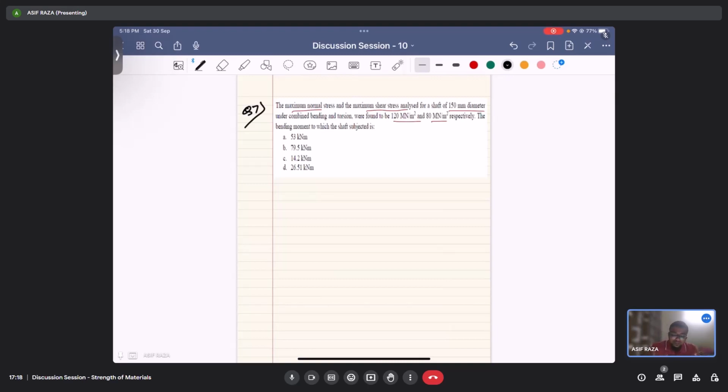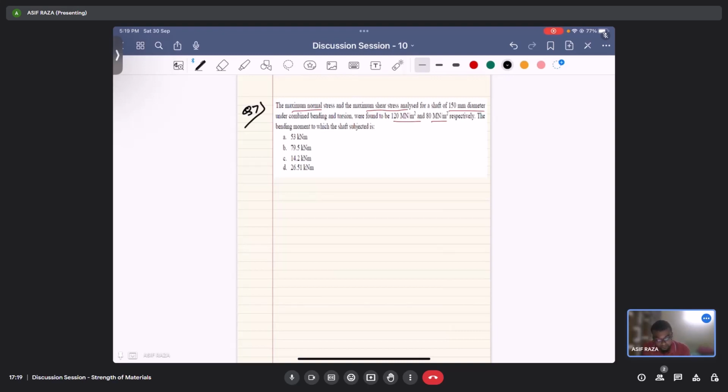We have been provided with the torsion and bending moment and the dimensions of the system. This time, we need to find the stresses and equivalent bending moment and whatnot. But this time, the stresses have already been provided. Dimension of the system is provided. We need to find the bending moment subjected to this system.